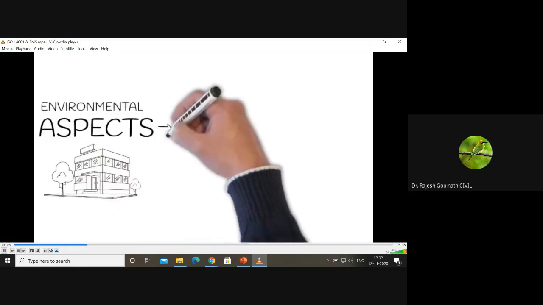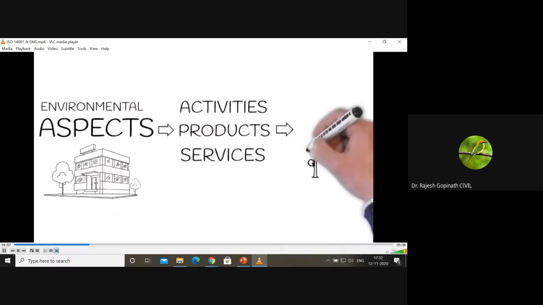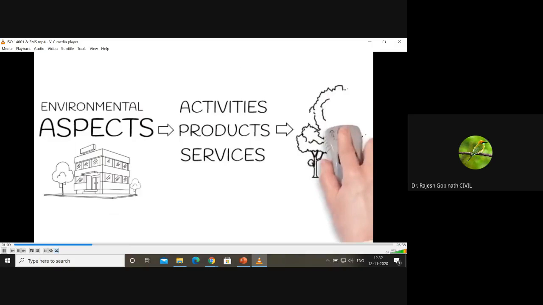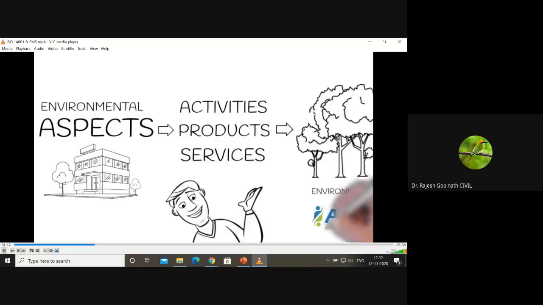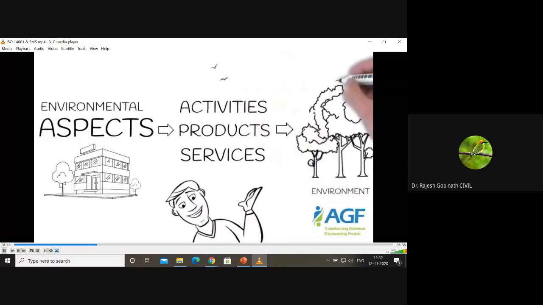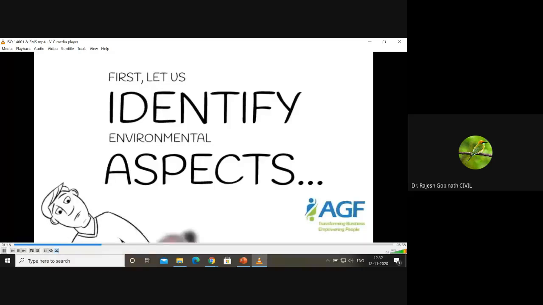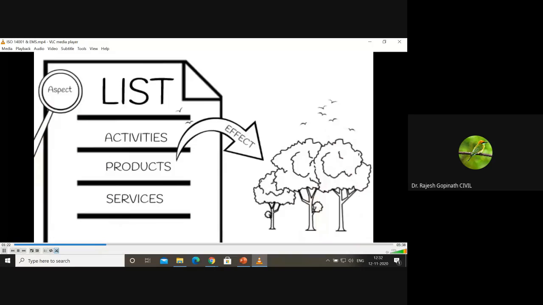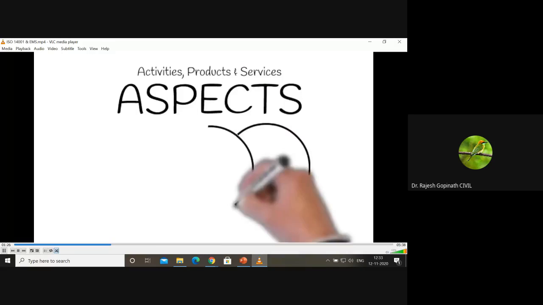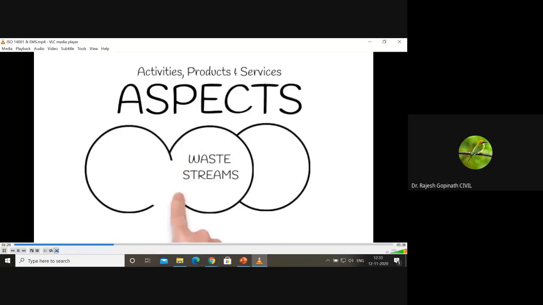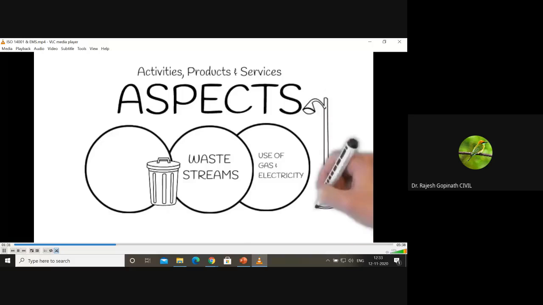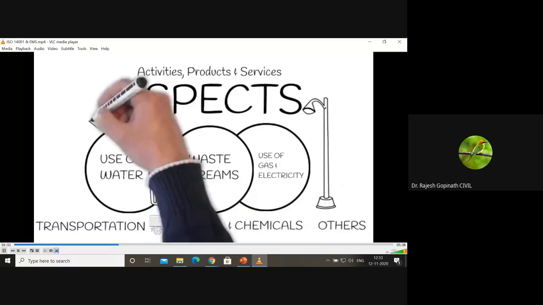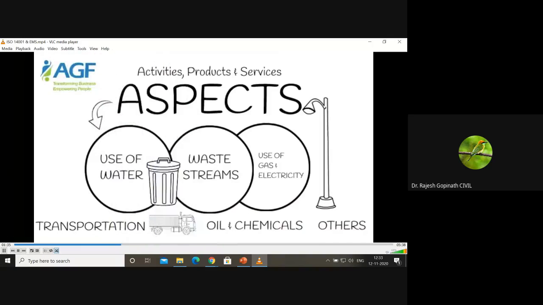The definition of an environmental aspect is any part of an organization's activities, products, or services that can interact with the environment, positively or negatively. Therefore, initially using that statement, you should list all parts of your business in a register that have an effect. For example, waste streams, gas usage, electricity usage, water usage, transportation, oil, chemicals, and others.